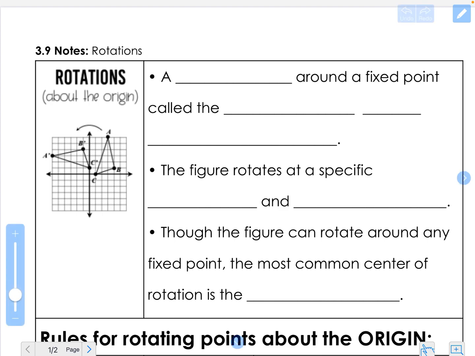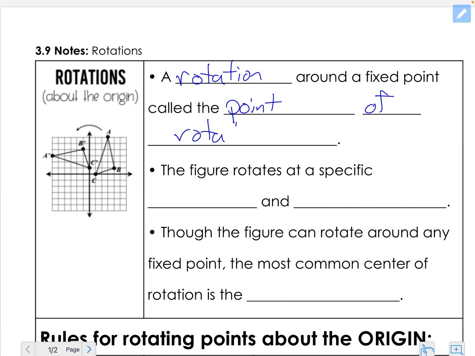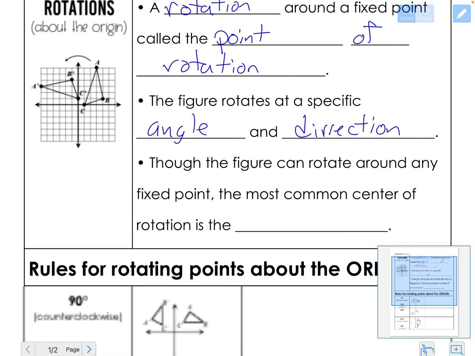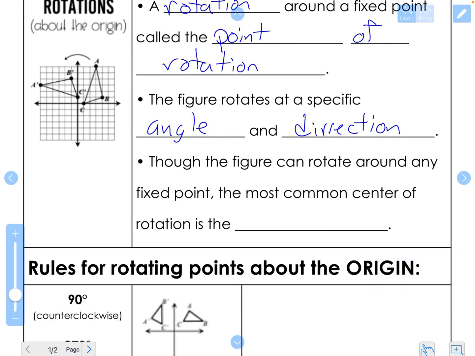So a rotation, pen's not working, give me 2 seconds. A rotation around a fixed point called the point of rotation. Again, mathematicians are great at naming things. So the figure rotates at a specific angle and direction. Though figures can rotate around any fixed points, the most common center of rotation is the origin. And it also just makes life a whole lot easier for us.